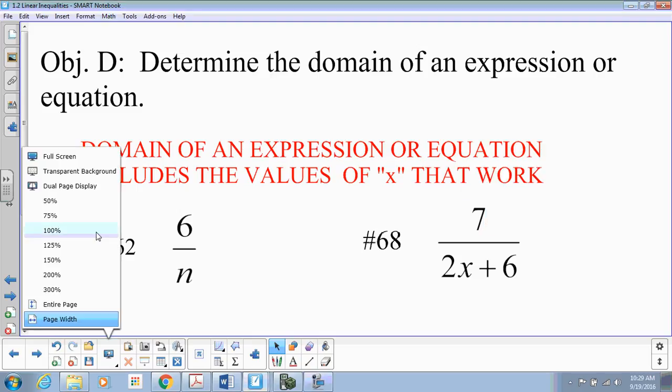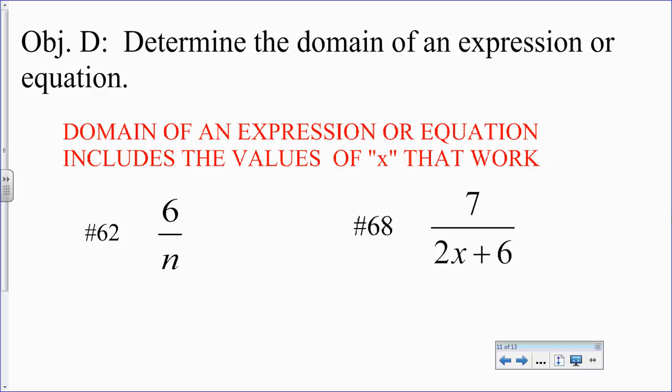Okay, so this is where we left off. This is the last part of 1, 2 here. We need to talk about domain.